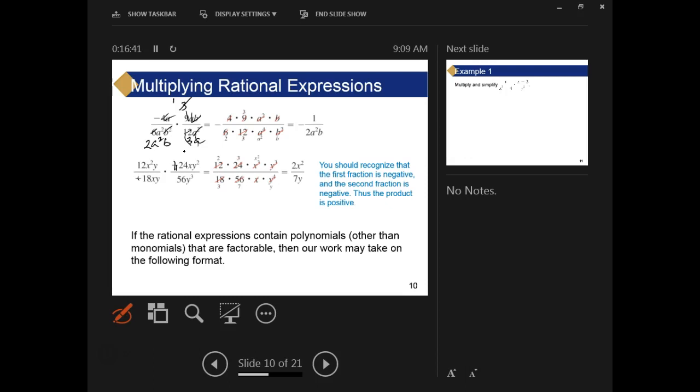6 will go into 12 twice, 6 will go into 18 3 times. And I guess they did 8 will go into 24 3 times, 8 will go into 56 7 times, and the 3's divide away. So you've got your numbers simplified as far as you can. And they do x will go into x cubed, x squared times, y cubed goes into y fourth, y times. So you have 2x squared over 7y, which is nice, clean, perfectly fine. Okay?